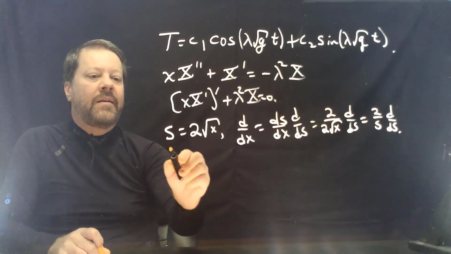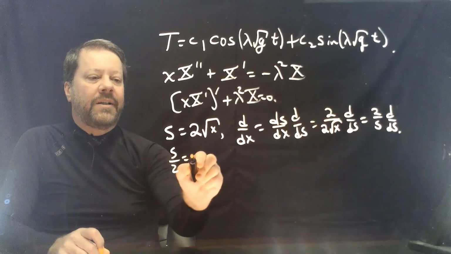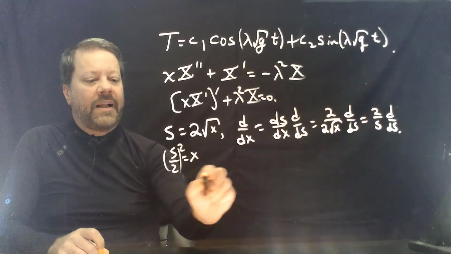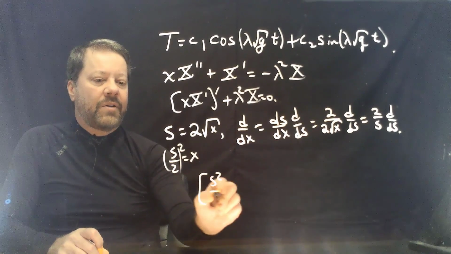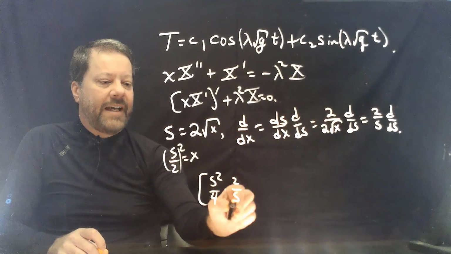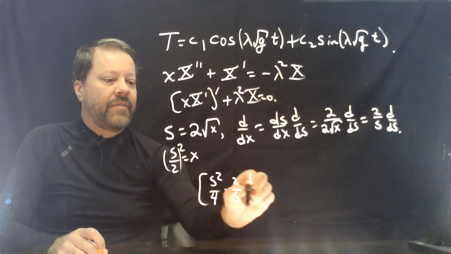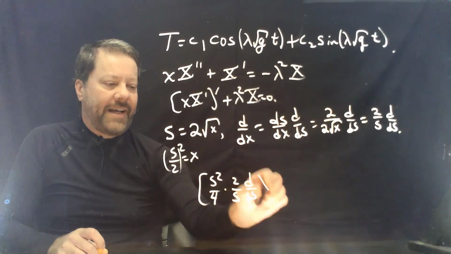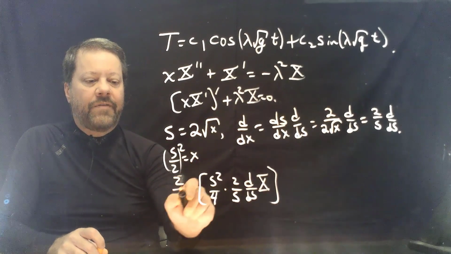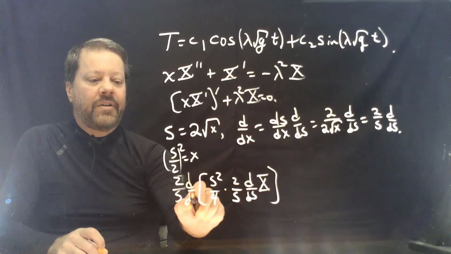Here, s divided by 2 is going to be root x, so squared will be x. We'll have s squared over 4. We'll have then 2 over s times the derivative with respect to s of x, all times 2 over s times the derivative with respect to s.